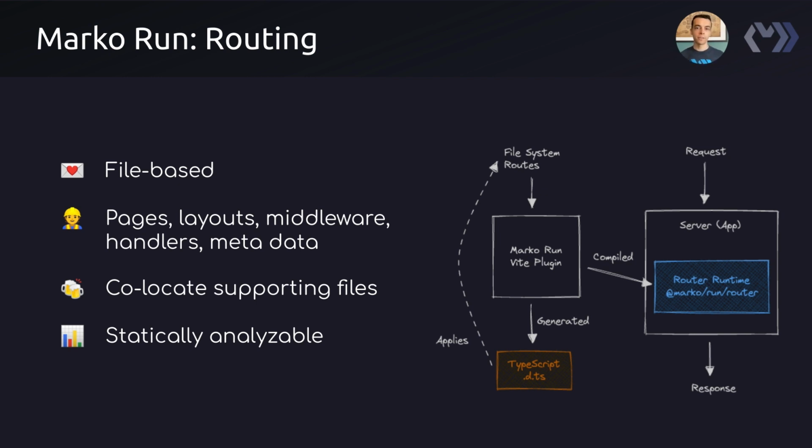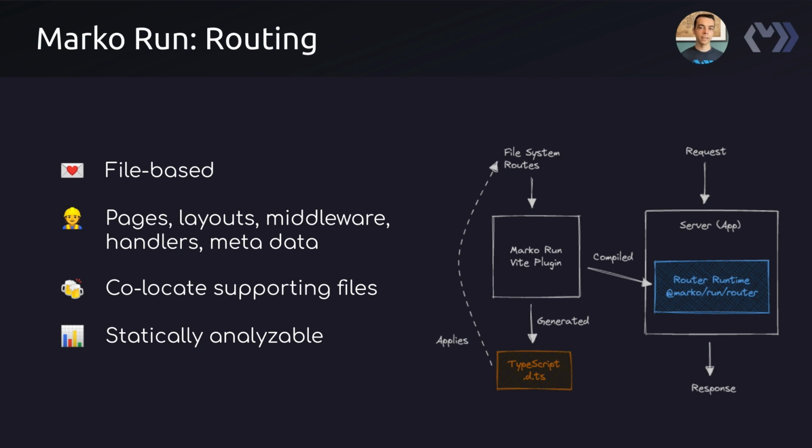File system-based routing is another aspect that follows this goal. The routing to your pages and handlers, as well as layouts, route middleware, and even endpoint-specific metadata are all represented simply by their file system path. Taking inspiration from SvelteKit, all of these router-related files are clearly denoted so as not to conflict with other files in your project.